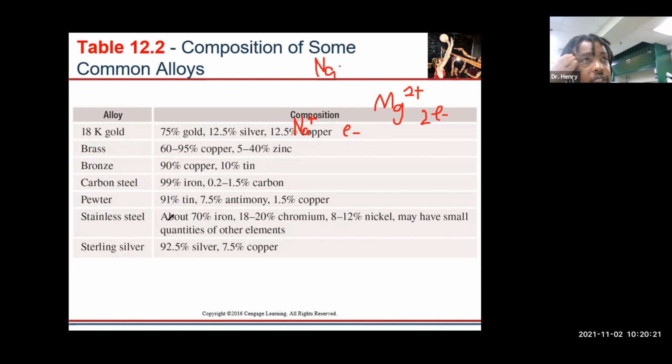Stainless steel is an alloy. It's about 70% iron, 18 to 20% chromium, and 8 to 12% nickel. And sterling silver is 92.5% silver and 7.5% copper.